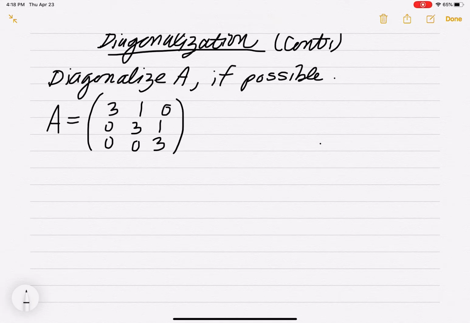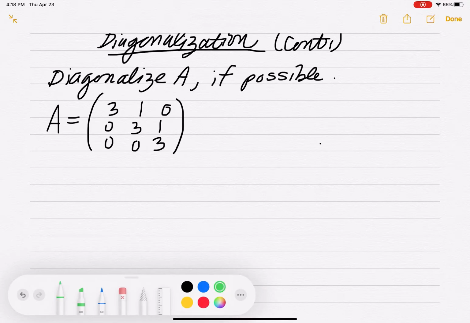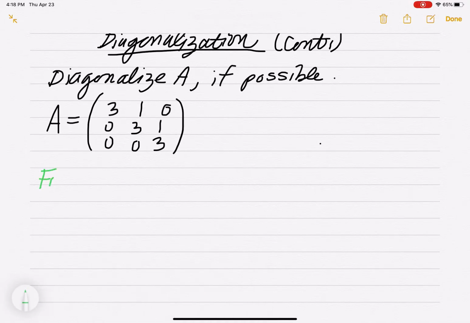Continuing with diagonalizing matrices. Here's a 3 by 3 matrix. We want to diagonalize if possible. So first of all, we're going to find eigenvalues, and it's going to be really easy to find eigenvalues here.